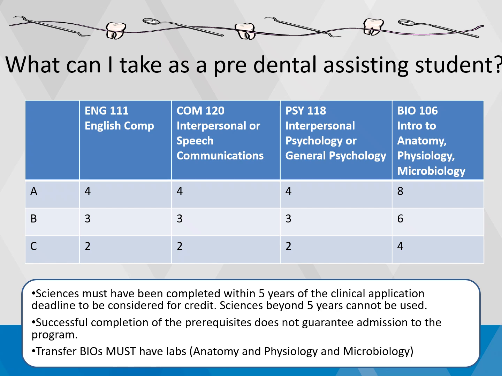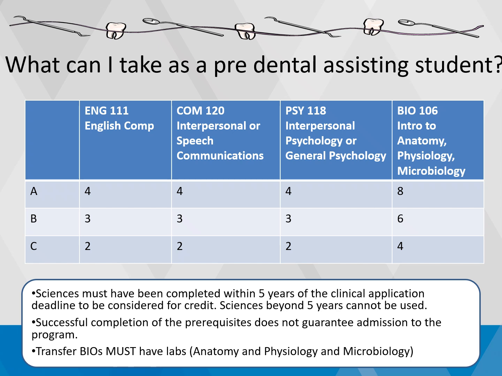In some cases, we do have students who take higher level science to fulfill the Bio 106. Please consult an advisor regarding these details. Sciences must have been completed within 5 years of the clinical application deadline to be considered for credit. Sciences beyond 5 years cannot be used. Successful completion of the prerequisites does not guarantee admissions to the program, and transfer biology courses must have labs. This includes anatomy and physiology and microbiology.